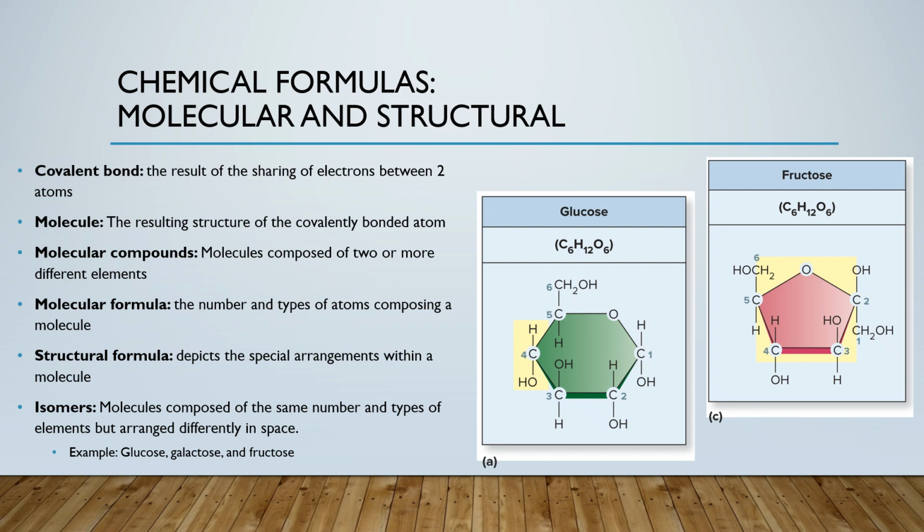Isomers are molecules that have the same molecular formula, but different arrangements of atoms in space. This results in different properties. An example would be glucose, galactose, and fructose. All have the same chemical formula, however, they have different chemical structures.